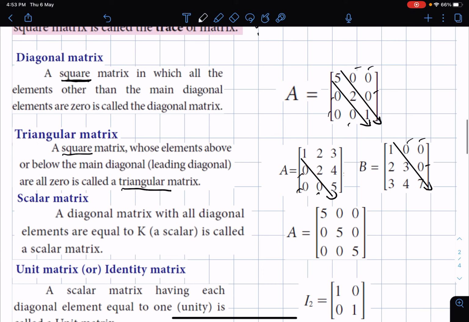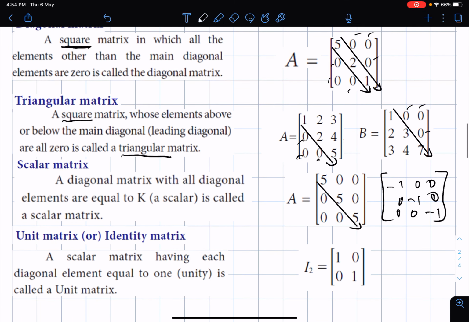Okay, then scalar matrix. What is scalar matrix? It's almost a diagonal matrix, but the only difference is the leading diagonal elements are all the same, equal. 5 means all are 5. If it is minus 1, throughout it should be minus 1, like this. Okay, so 0, 0, minus 1. So this is also a scalar matrix with the diagonal element as minus 1.